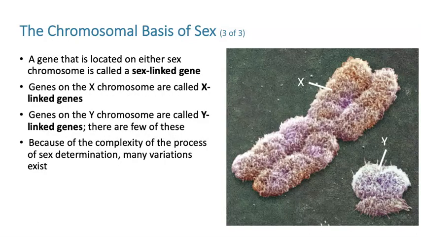So if a gene is located on either sex chromosome, either the X chromosome or the Y chromosome, we say it's a sex-linked gene. If the gene is found on the X chromosome alone, we call that an X-linked gene. And if genes are located on the Y chromosome, clearly we're going to be calling that a Y-linked gene. But there are very few Y-linked genes. So for the most part, a lot of times we use the words sex-linked and X-linked interchangeably. Again, that's just because for the most part, there's not a lot of genes on the Y chromosome.